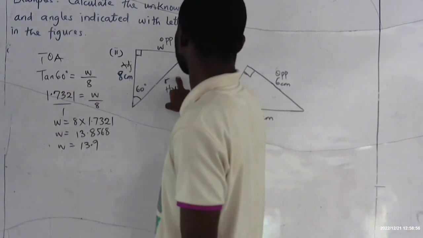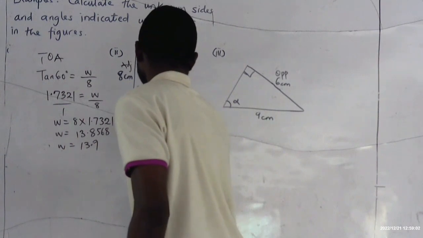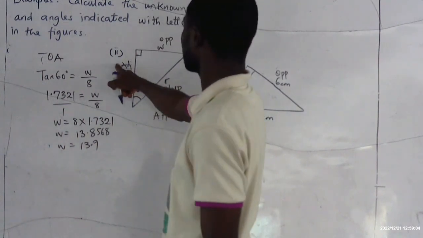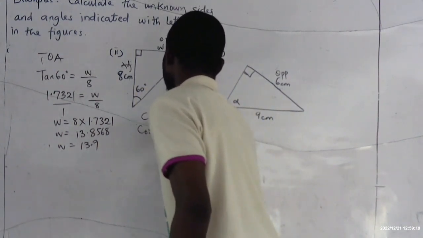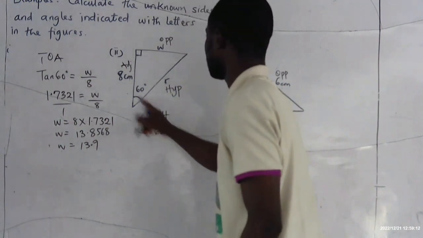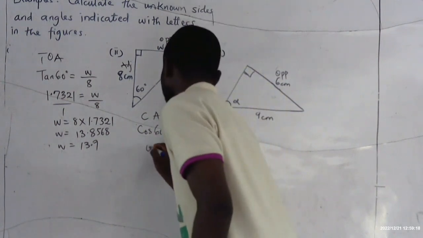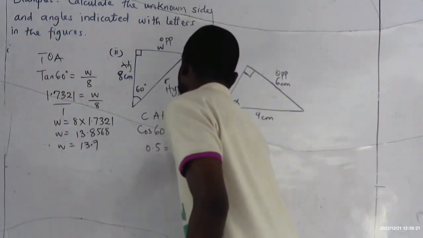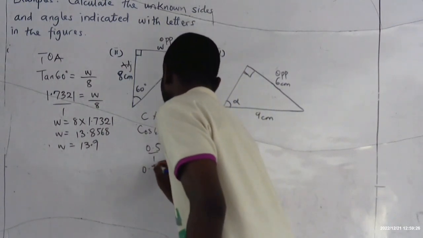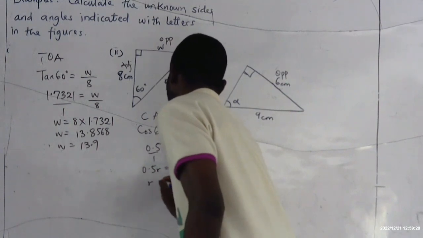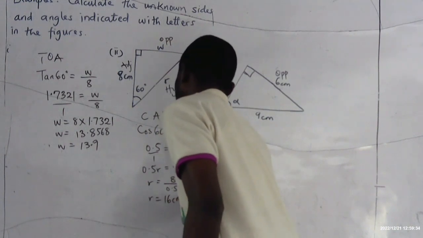Now I can also solve for R. R will be adjacent and hypotenuse. Adjacent here, hypotenuse here. So it's also cos. So I'll go with cos 60. C for the cos equals adjacent 8 over hypotenuse R. And what is cos 60? 0.5 equals 8 over R. Now this means over 1, so we can cross multiply. 0.5 R equals 8. So R is equal to 8 divided by 0.5. R is equal to 16.